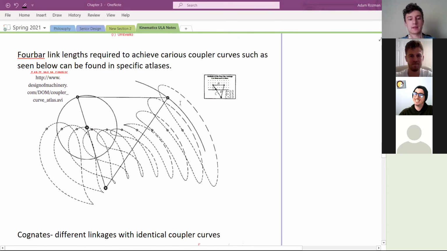If you're designing a mechanism, you'll have a type of coupler curve in mind that you want to achieve. And then the atlas will give you the lengths of your linkages to get such a coupler. So it works the opposite way of generating the coupler curve. You generate the lengths of the links from the coupler curve that you want.